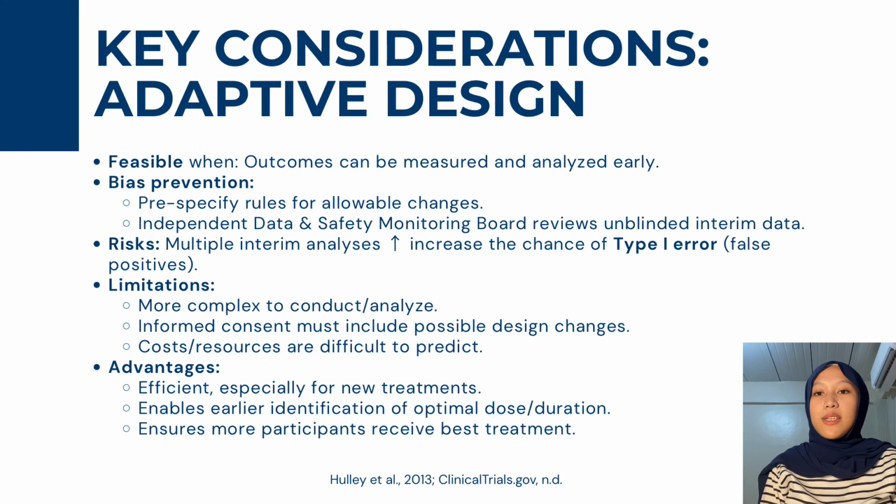However, adaptive designs only work well when early outcomes can reliably guide these decisions. So to prevent bias, all modification rules must be defined before the trial and reviewed by an independent monitoring board. Because multiple interim analyses increase the risk of false positive type 1 errors, adaptive trials are statistically and logistically complex, making them harder to analyze, budget, and explain in informed consent.